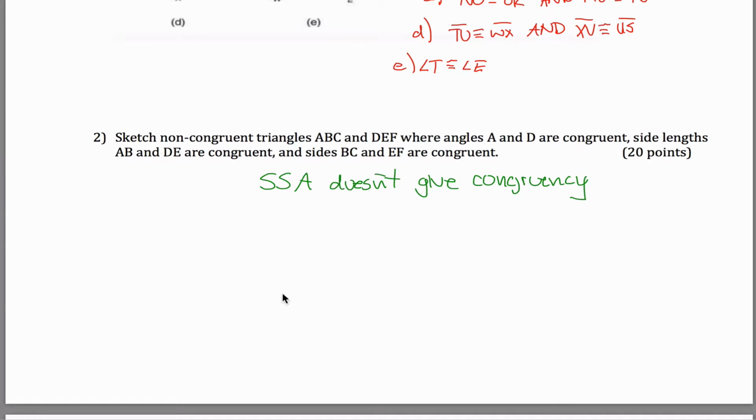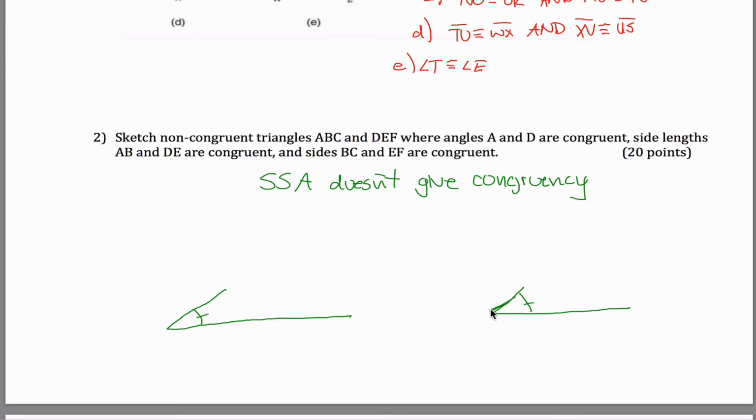And to show that, you want to draw two triangles where that's the case. So let's start out with an angle here. There's an angle, and there's a side. And so I have that this angle here is congruent to this angle here. Not drawn particularly well, but hopefully it's close enough.